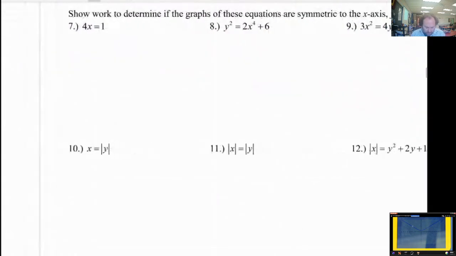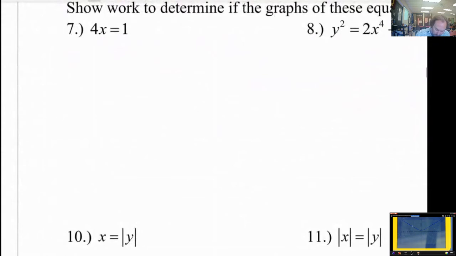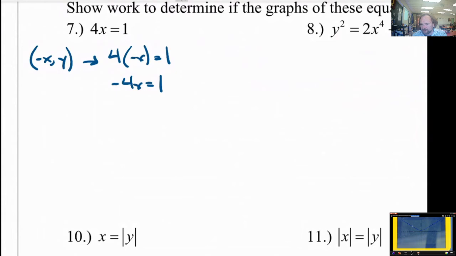Let's try that right now with, for example, number 7. Let's label these really quick. Let's start by testing for y-axis symmetry. Y-axis symmetry would be if you had negative x and then a y. This one does not have a y in it, so this would give us 4 times negative x equals 1, which is negative 4x equals 1, which is not the same as the original equation, so it's out.